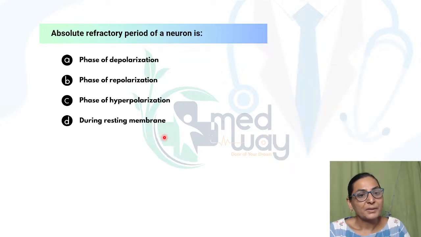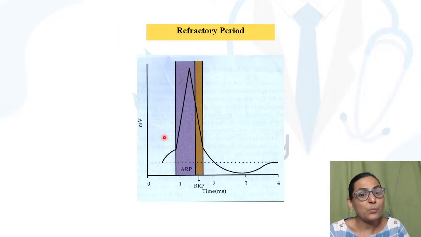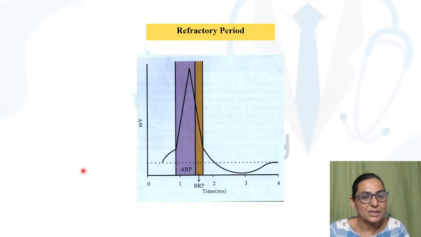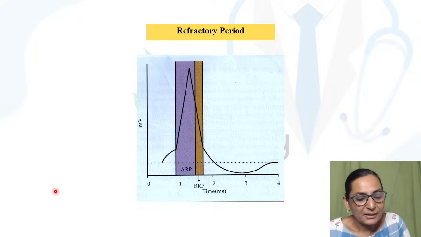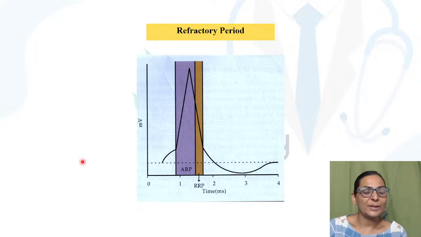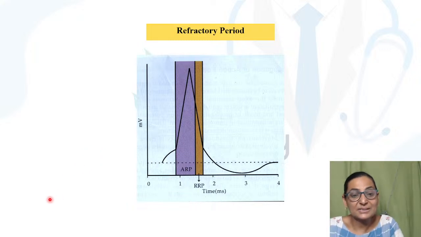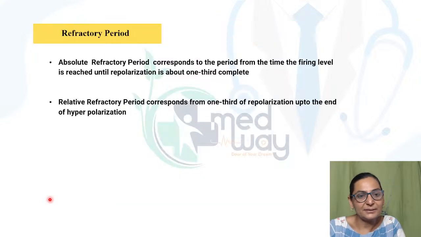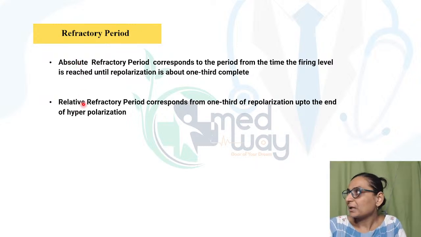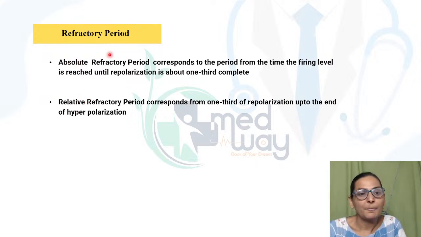Now, what is absolute refractory period? Now, what is refractory period? By definition, refractory period is that period where the tissue will not give response to the second stimuli. It is refractory, which means it is not going to respond to the second stimuli. This refractory period is divided into an absolute refractory period and a relative refractory period.